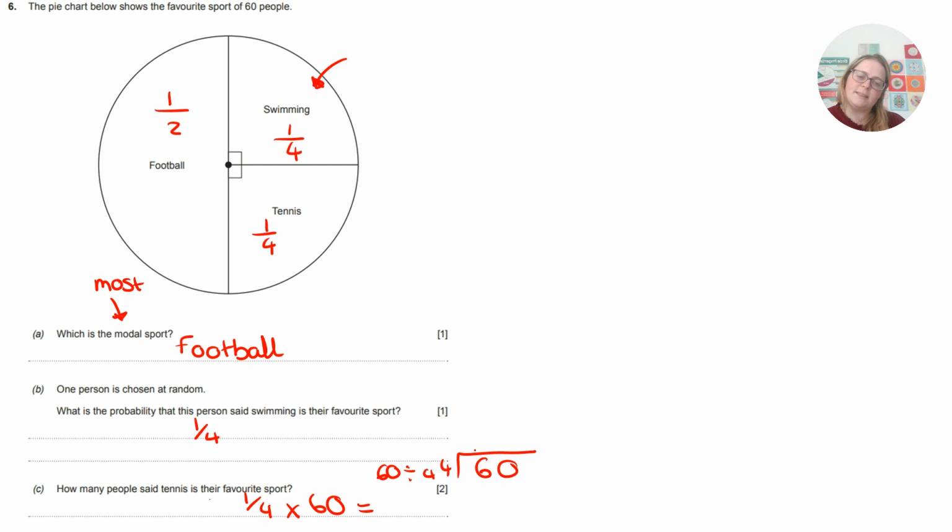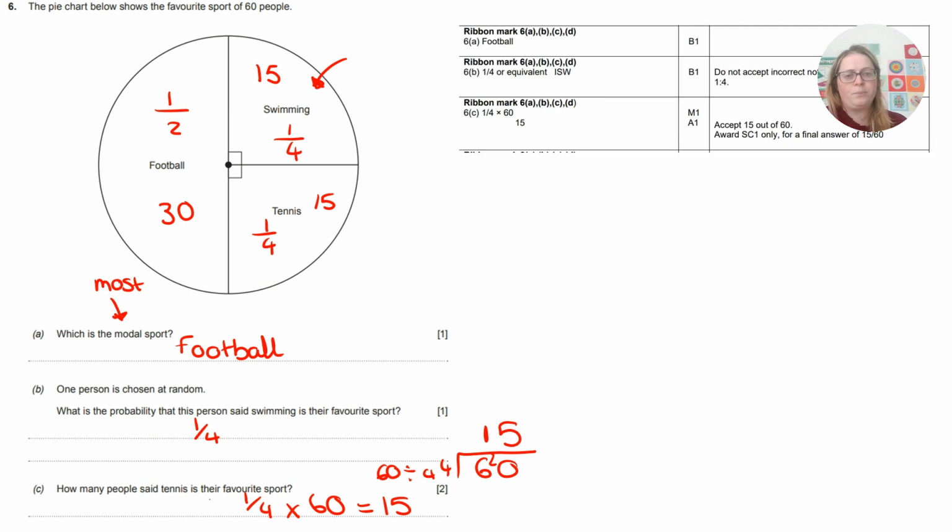So how many 4s go into 6? Well, I've got 1 load of 4 and I've got 2 left over because 4 plus 2 gives me 6. How many 4s go into 20? Well, there is 5. So our answer should be 15. So we know there's 15 people who play tennis. They're the same, so I know there's also 15 people that do swimming. 15 and 15 is 30, so I've also got 30 left over to add to my whole 60. I have done that for a reason because we're going to need that for the next bit of the question.